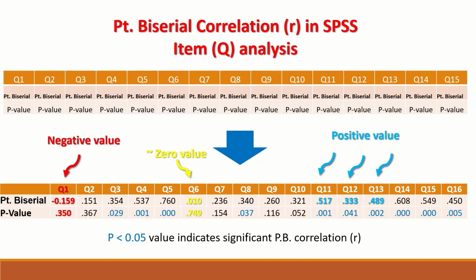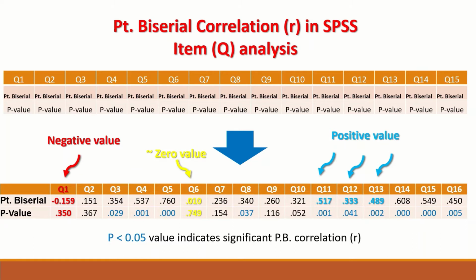If we go back and look at question 2, we can see that the R value is 0.15, which we can call a fair question. However, since the p-value is not significant, this question is also not discriminating between high and low performing students and needs to be re-modified.